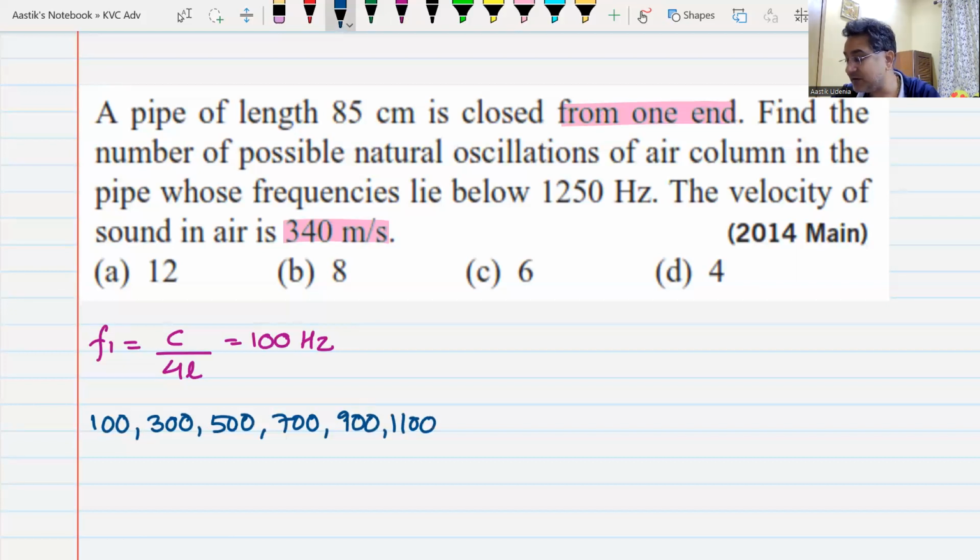How many are possible below 1250? Count. 1, 2, 3, 4, 5, and 6. That is the answer, my dear friend: 6. That is one way of doing it. The other way is by using the general formula.